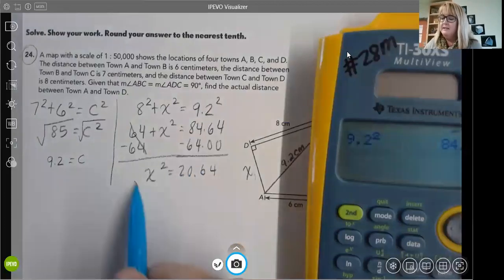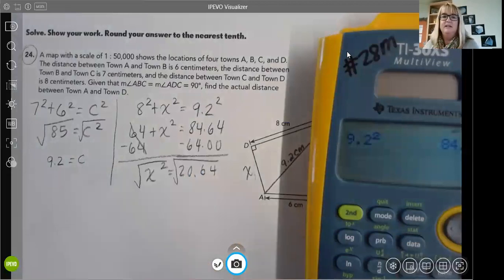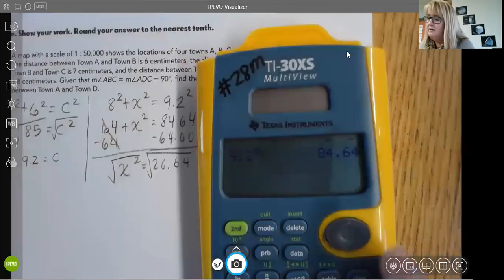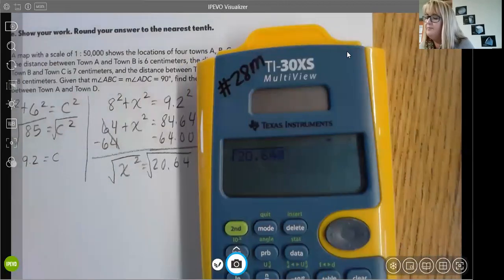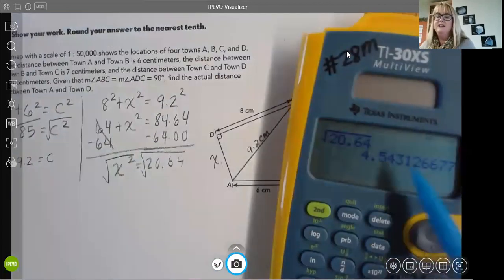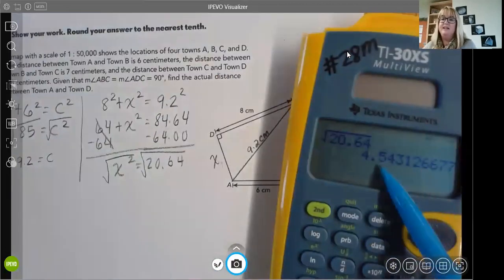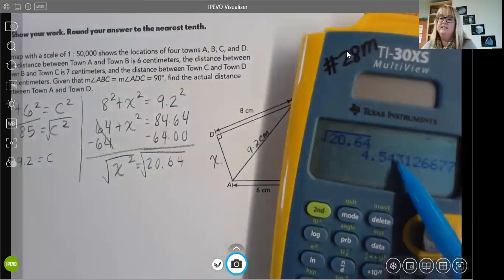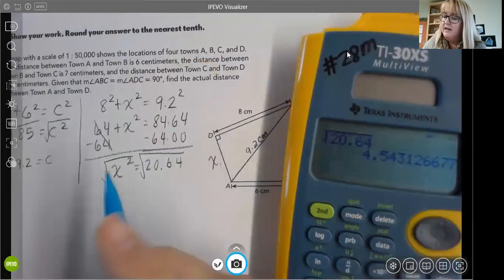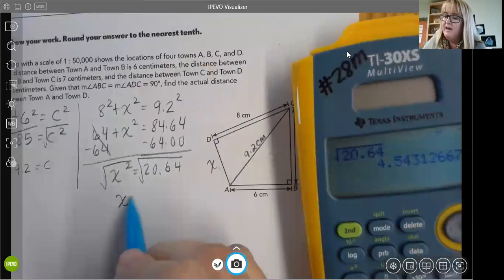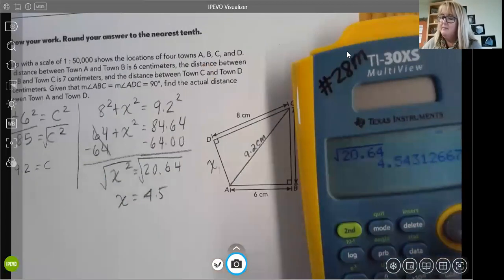I don't want to know what x squared is. I want to know what x is. So let's find the square root of 20.64. 4.54, we're rounding to the nearest tenth. The 5 is in the tenths place. The 4 to the right of it says leave it alone. So x is 4.5 centimeters.